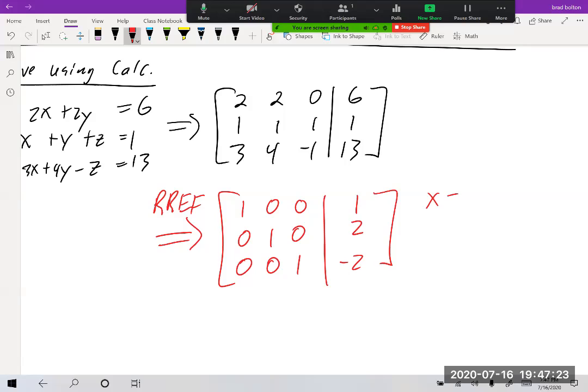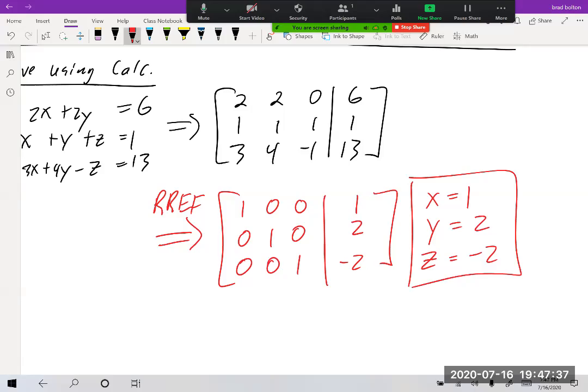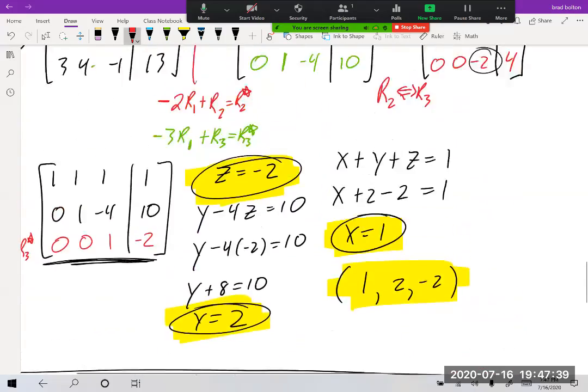So now the reason this is so nice is, if we look at row 1, it says that 1x is equal to 1. If we look at row 2, it says that 1y is equal to 2. And if we look at row 3, it says 1z is equal to negative 2. So what we did is we were able to solve the system of equations very quickly. Look at this versus what we had to do up here.